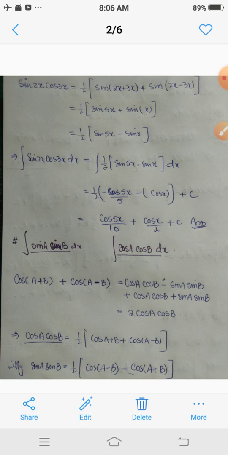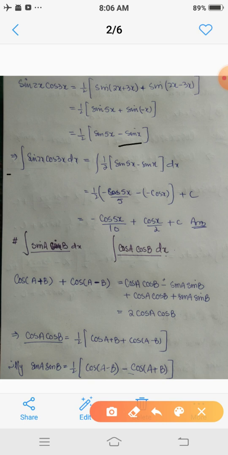After simplifying this, we get 1 by 2 (sine 5x plus sine of minus x). Sine is an odd function, which implies that we get minus sine x. Hence the given integral of sine 2x cos 3x equals 1 by 2 integral of (sine 5x minus sine x). Integrating, because we have the standard integral for sine, it is minus cos 5x upon 5, and minus integration of sine x is minus minus cos x, that is plus cos x, all divided by 2, plus c. So in this way we find the indefinite integral for any sine a cos b.